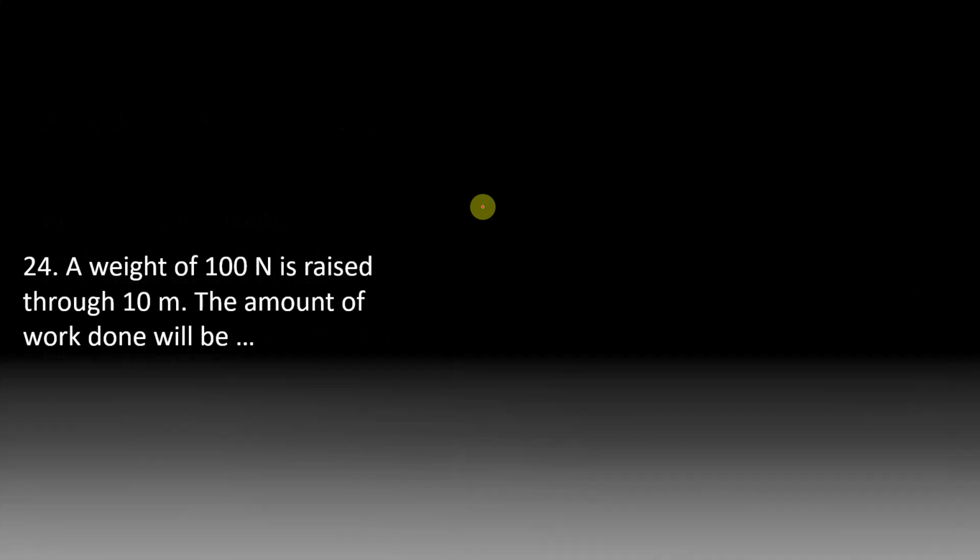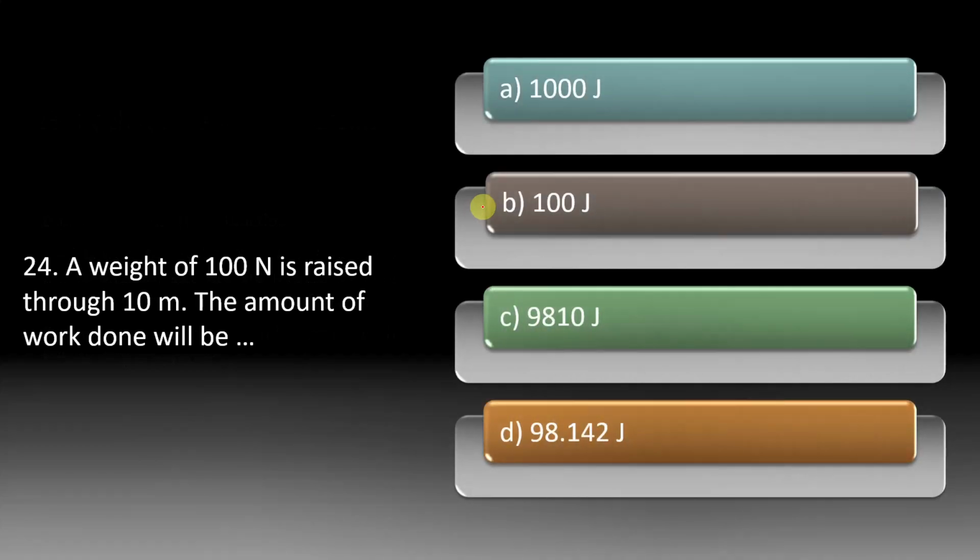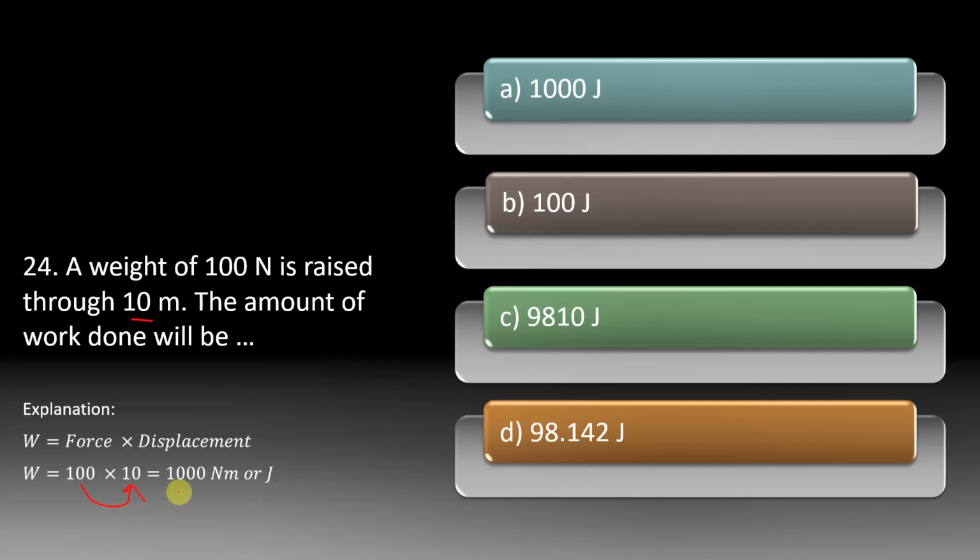Now a weight of 100 Newton is raised through 10 meter. Then the amount of work done will be equal to. The options are 1000 Joule, 100 Joule, 9810 Joule and 98.142 Joule. Now we know that work is nothing but force multiplied by displacement. The force or weight is given as 100 Newton, displacement is given as 10 meter. So it is 100 into 10, that is 1000. Force is in Newton and displacement is in meter, so it is Newton meter or Joule. So 1000 Joule is our option A, and that is the correct one.